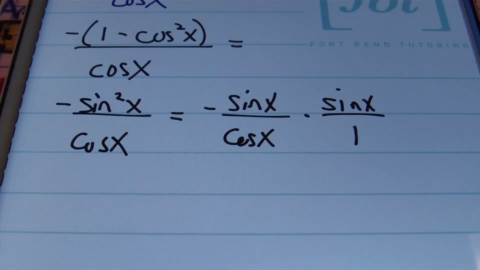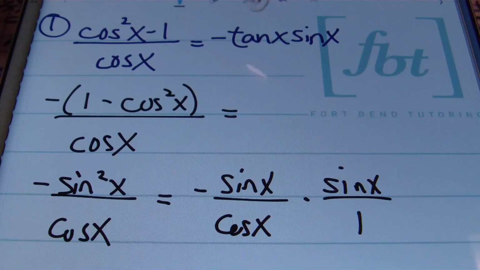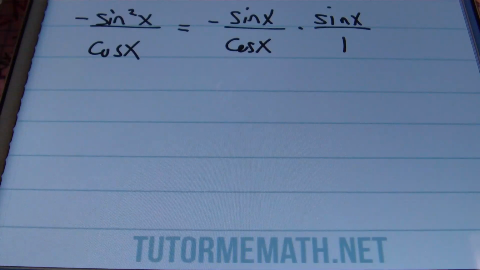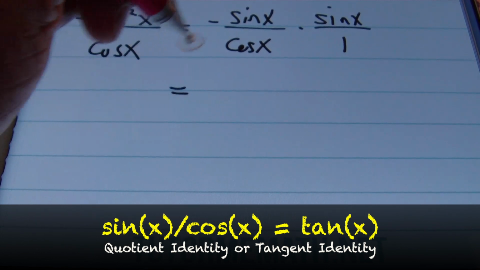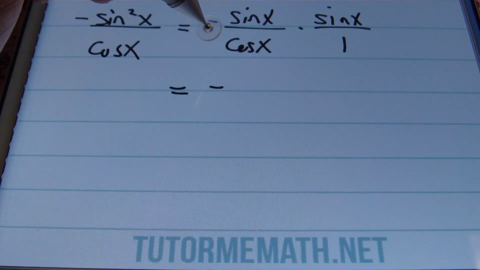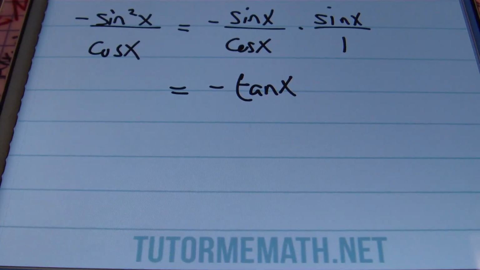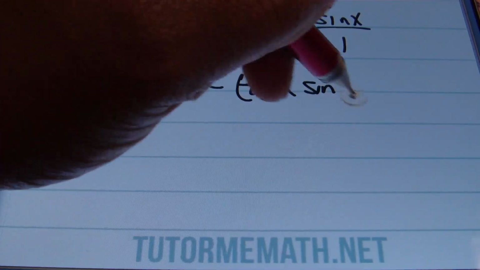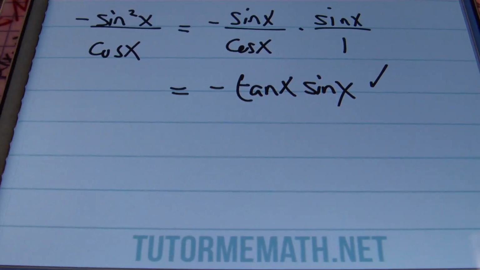Now remember, what we wanted from the beginning was to make the left side equal to the right side, and the right side has negative tan x times sine x. What I have thus far is almost what I need. I'll use that quotient identity, that tangent identity, to know that sine x divided by cosine x is tan x. So I can bring down the negative, and sine x divided by cosine x is tan x. Because I'm multiplying times sine x over 1, I can just bring that down as sine x. Now the left side equals the right side, so we're done. We just verified it. It's over.